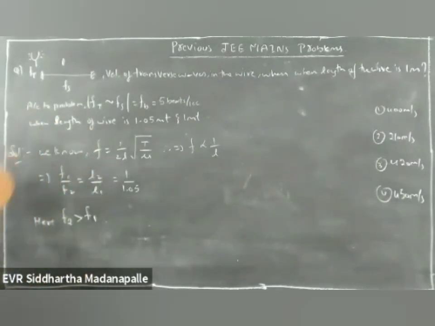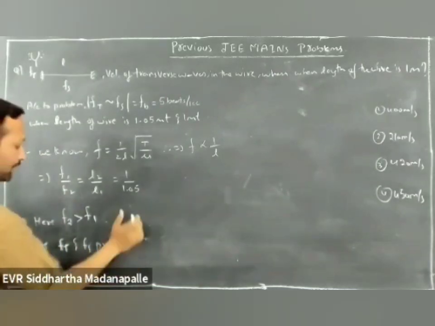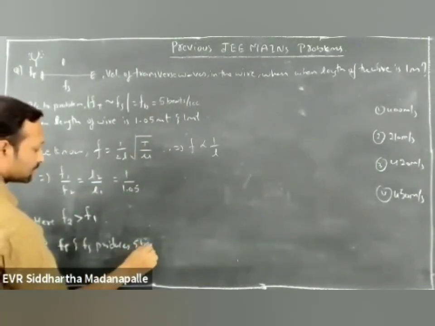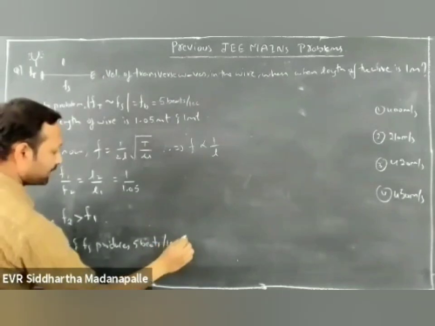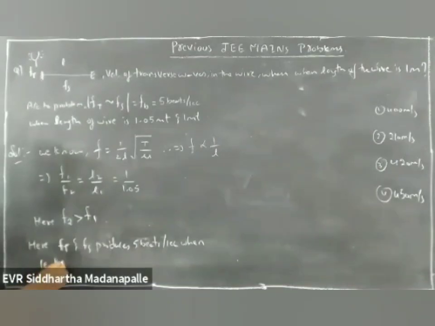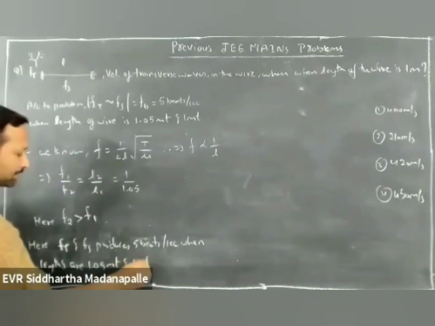And also here they have given that these two, Ft and Fs, meaning the frequency of the tuning fork and the frequency of the string, produce 5 beats per second when the lengths are 1.05 meter and 1 meter.